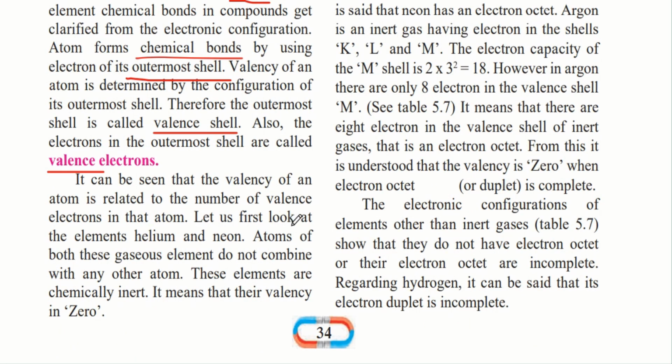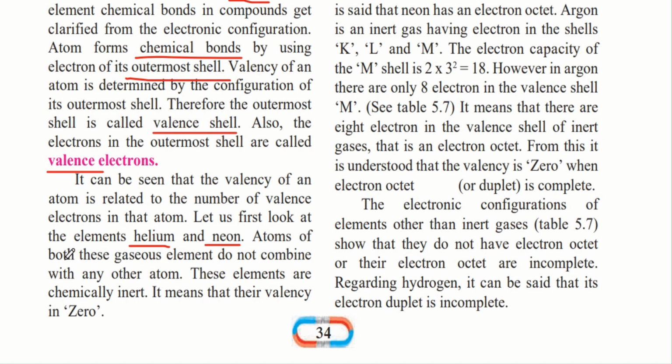Let us first look at the elements helium and neon. Atoms of both these gaseous elements do not combine with any other atom. These elements are chemically inert. So, elements that have no electrons in the outermost shell do not combine with any other atom, and therefore they are called inert because they do not combine with another atom. Examples of such are helium and neon, and these are two elements which are gases in their natural form.